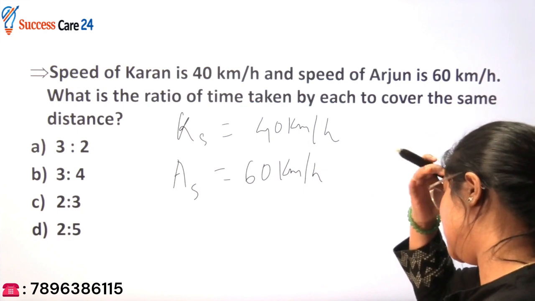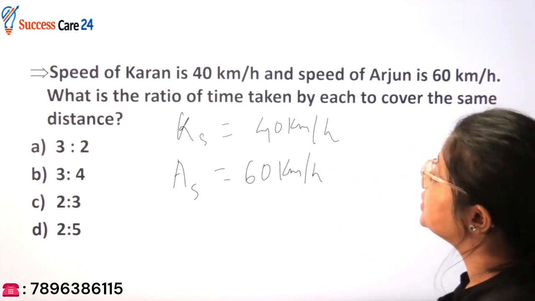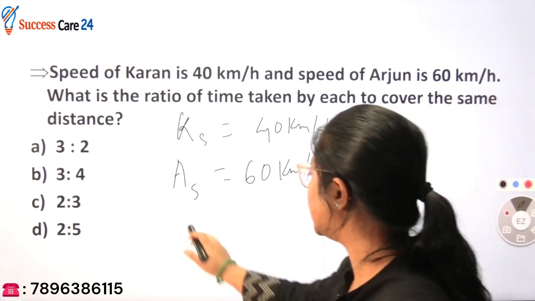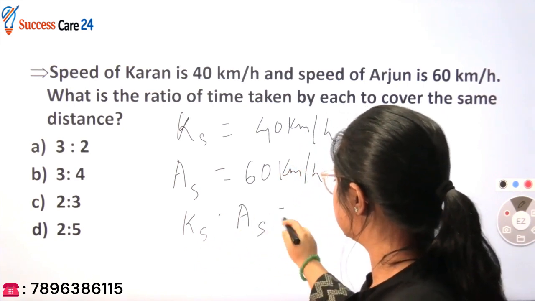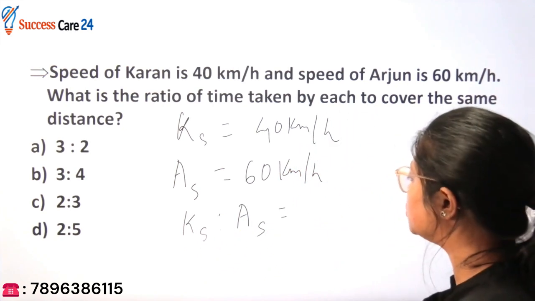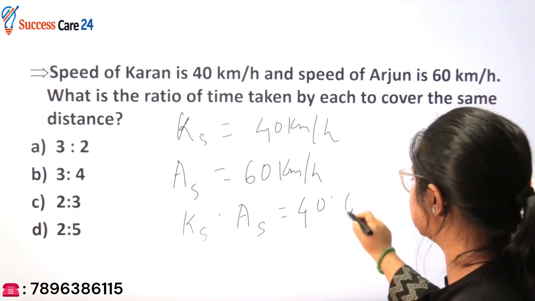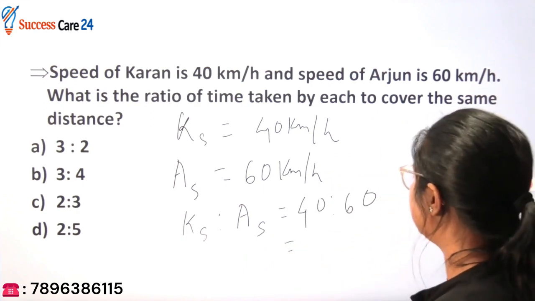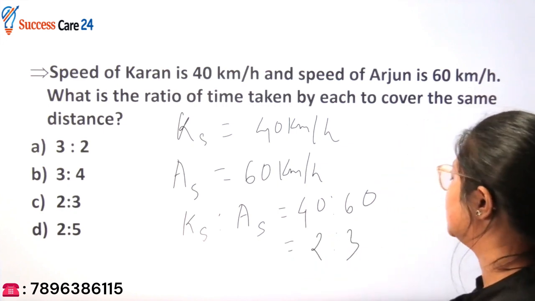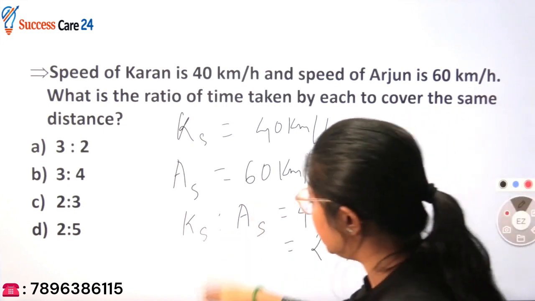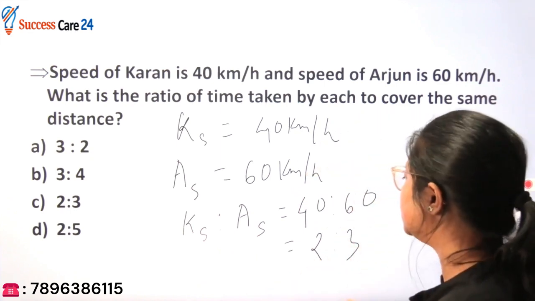Why? Because you are given the speeds. So from here, what can you calculate? You can calculate the ratio of speeds. So the ratio of speeds of Karan and Arjun would be 40 is to 60. From here, you will get the ratio as 2 is to 3, isn't it? So the ratio of speeds of Karan and Arjun is 2 is to 3.